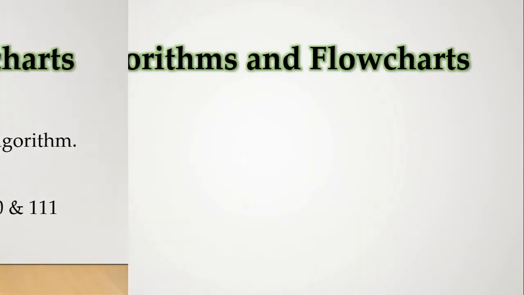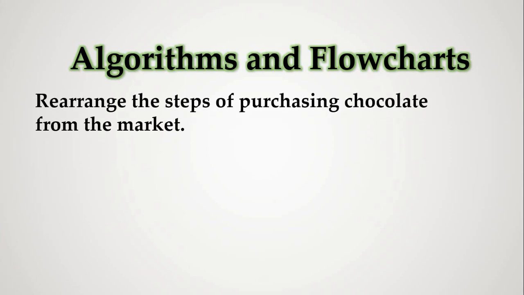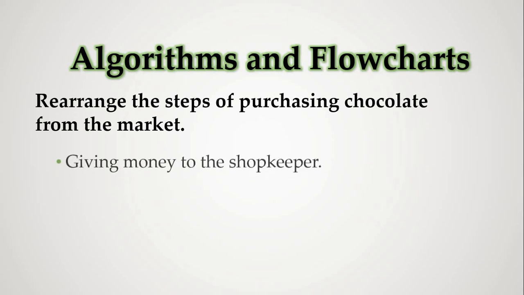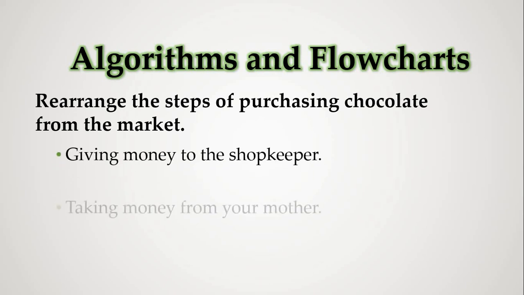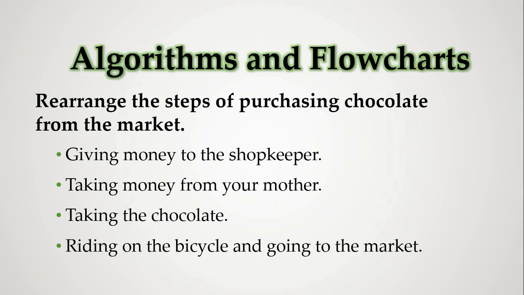Next is an open question to answer in the comment section. Rearrange the steps of purchasing chocolate from the market. The steps are giving money to the shopkeeper, taking money from your mother, taking the chocolate, riding on the bicycle and going to the market, coming back home. You need to rearrange the steps. Answer this question in the comment section.